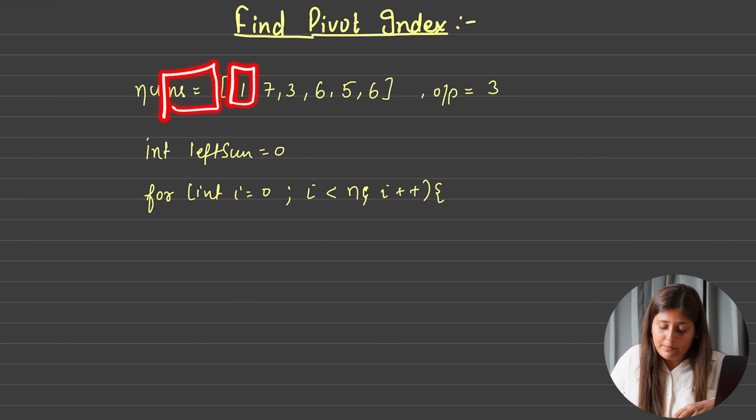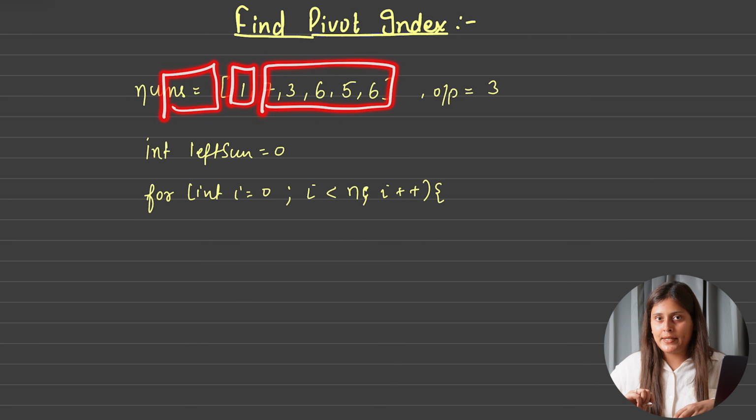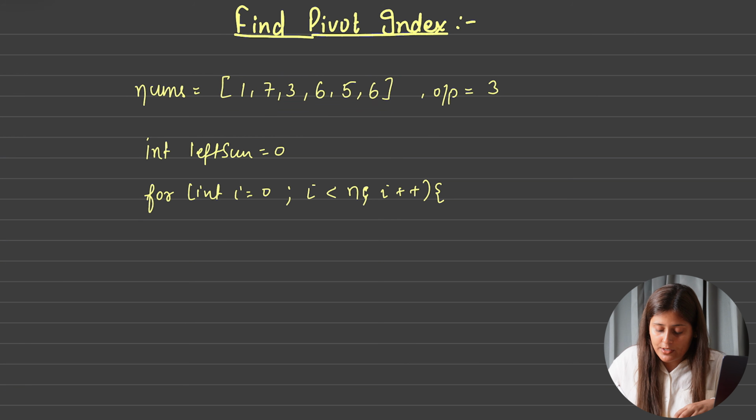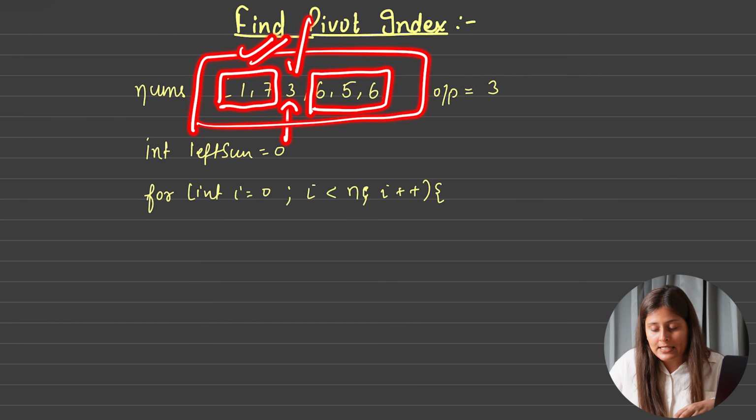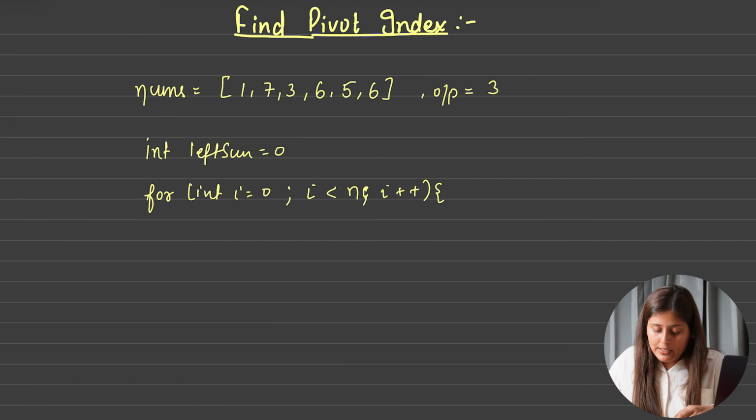Now I want to calculate my right sum. How can I calculate my right sum? See, if you are standing here, your left sum will be this, and you want this now. So can I say total summation minus this left sum and minus this current index, I can get the right sum? Yes or no? Yes, I can. So what we will do, first we will calculate the right sum. So int rightSum is equal to totalSum.